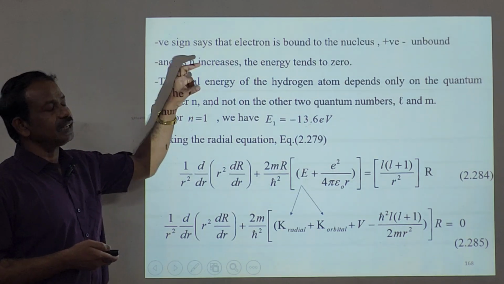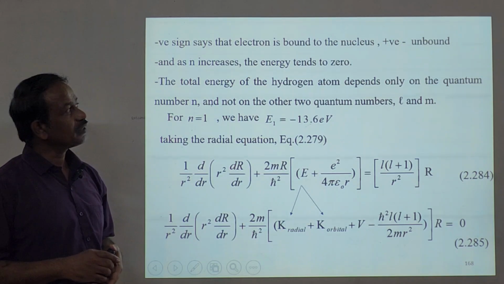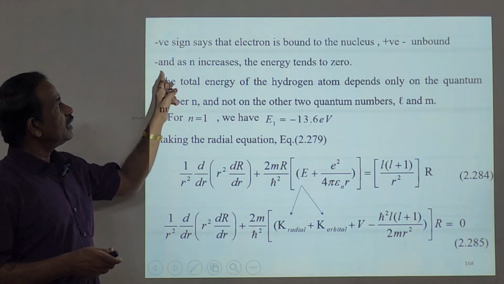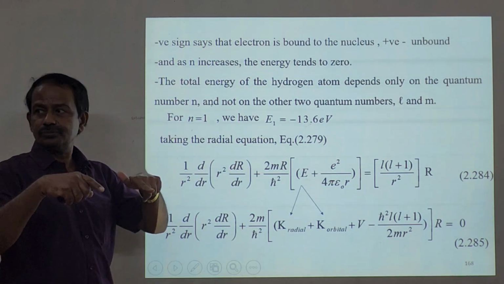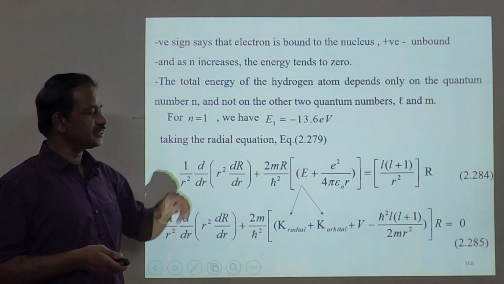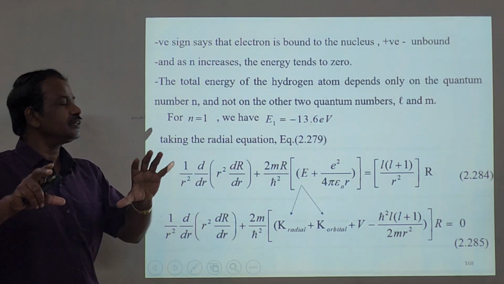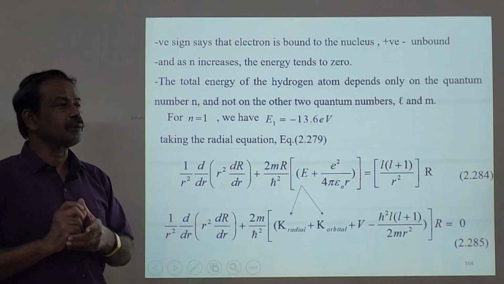Is it okay? So this is what is given. The negative sign says the electron is bound to the nucleus. It binds with the nucleus. Positive means unbound. As n increases, the energy tends to 0. Just now we discussed, for n equal to 1, this becomes exactly like this.